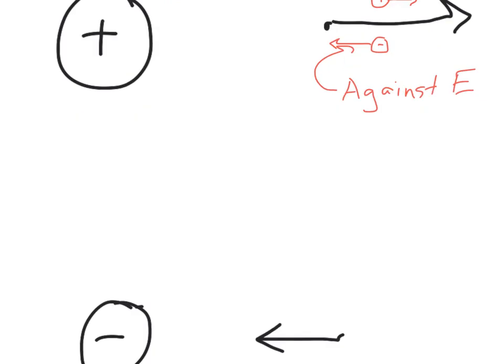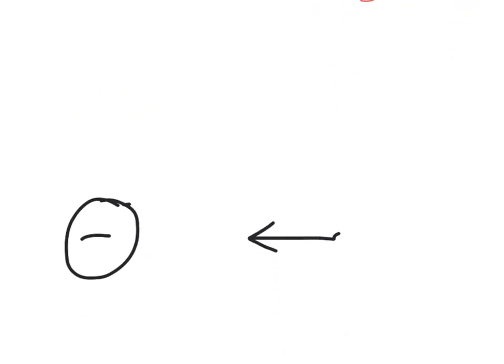If we go down and look at the negative here, we could see the exact same thing works by analogy. If I put a plus there, it would follow the field. If I put a minus here, it would go against the field. And that's what they would do.